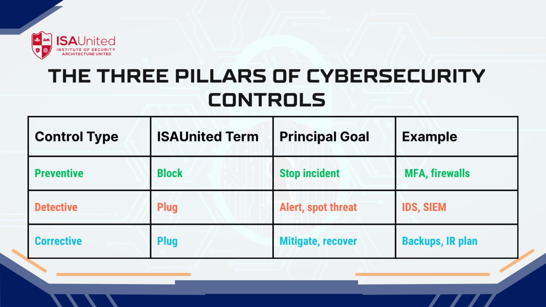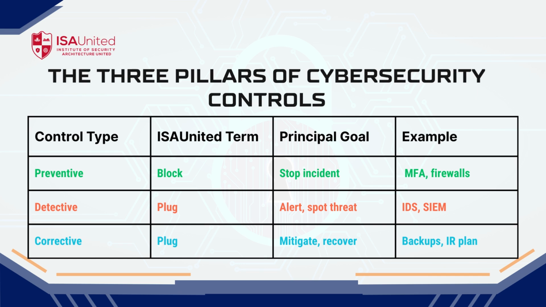Row 2, Detective equals plug, find. Next, we shift to the detective controls, highlighted in amber. Under ISAUnited terminology, they still fit the plug concept, but here, the plug is about finding the hole. Intrusion detection systems and CCMF analytics watch live traffic and alert us the moment something suspicious slips past our initial blocks.